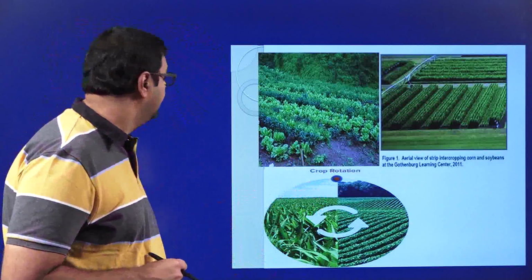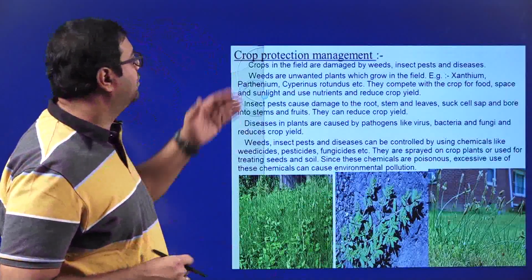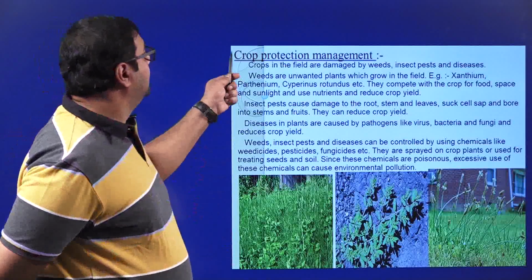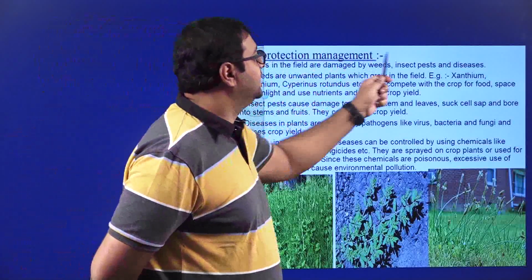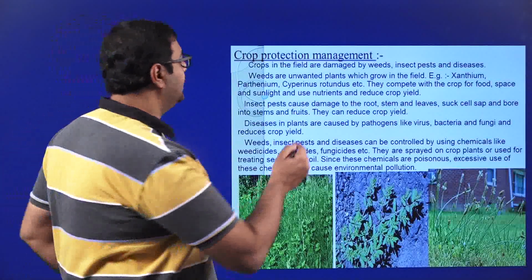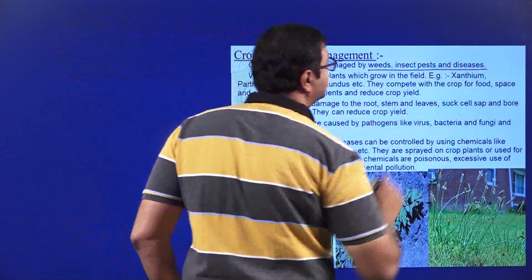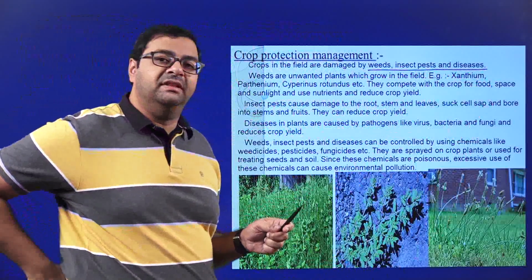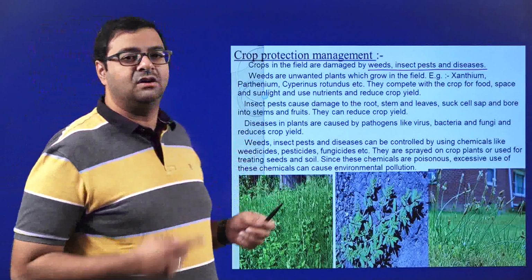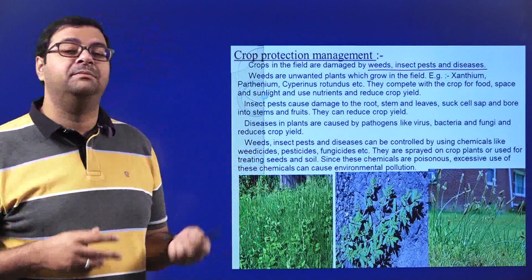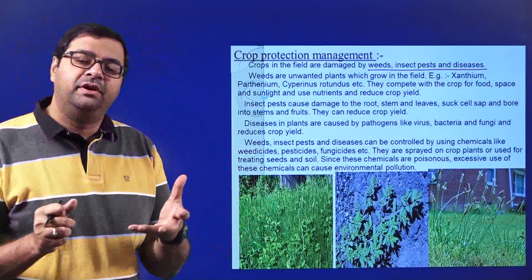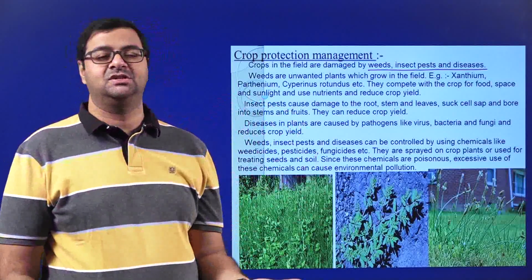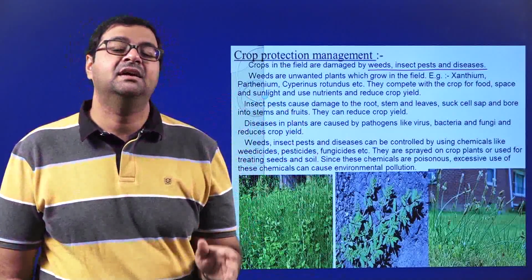Now we will see crop protection management. When we talk about crop protection management, crops in the field are damaged by weeds, insect pests and diseases. Pests are a major problem with the plants. Weeds are also a major problem because they absorb the nutrients which are required by the plants, as they need them for their own growth too. So the nutrient availability for the plant is reduced.